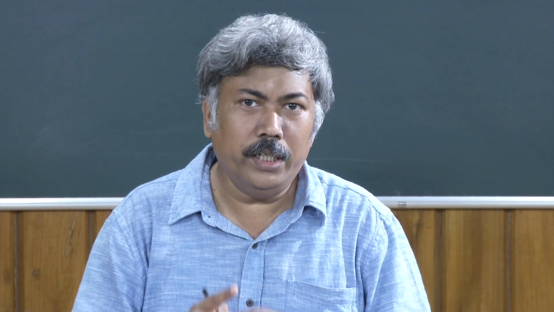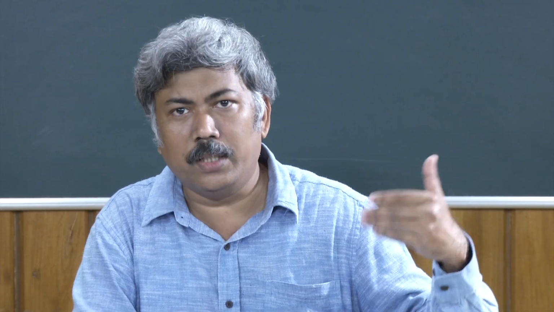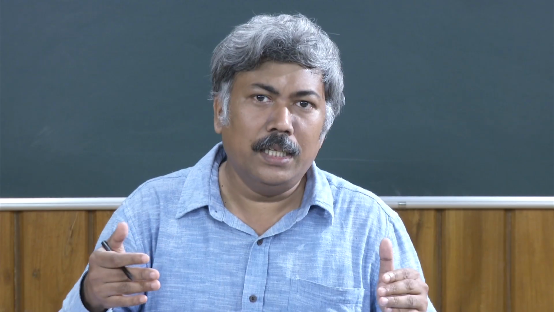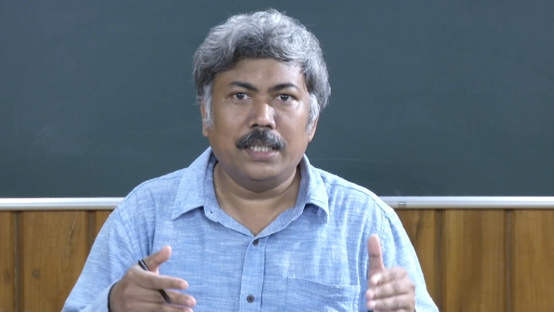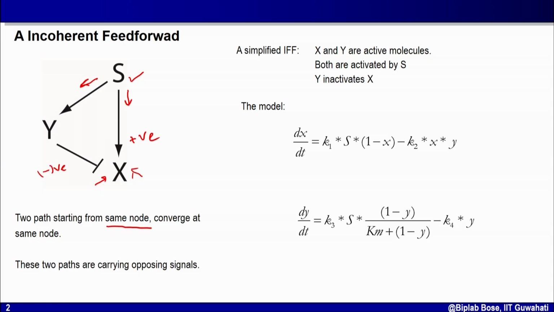But it is called incoherent because from S to X it is a positive path, whereas S to Y to X it is a negative path because Y is inhibiting X. So through one path S is telling X to grow, to get activated or to do something positive, whereas through the other path, S is telling X through Y to inhibit or stop or do something opposite. So the two paths are not coherent, they are incoherent. This is the structure of the incoherent feedforward motif.